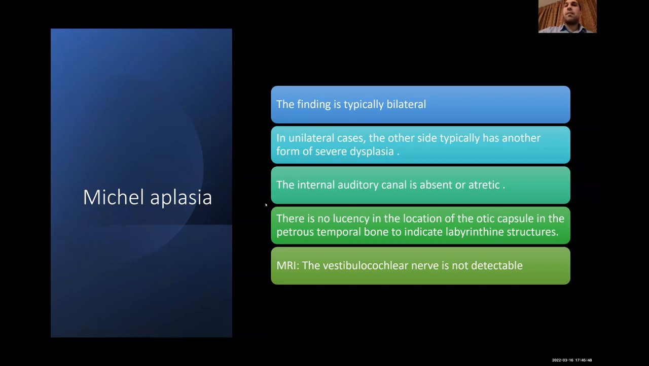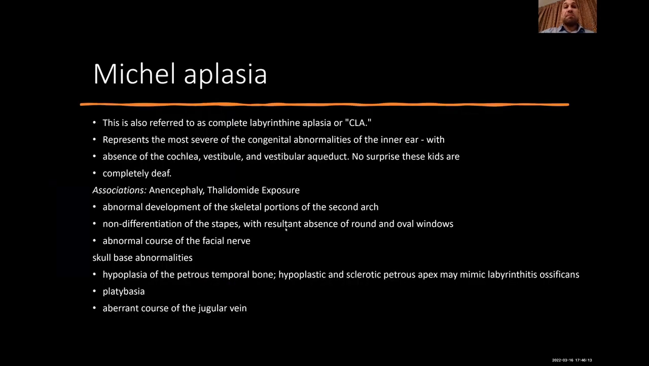The finding is typically bilateral. In unilateral cases, the other side typically has another form of severe dysplasia. The internal auditory canal is absent or atretic. There is no lucency in the location of the otic capsule in the petrous temporal bone to indicate labyrinthine structures. In the MRI, the vestibulocochlear nerve, you will not find it.